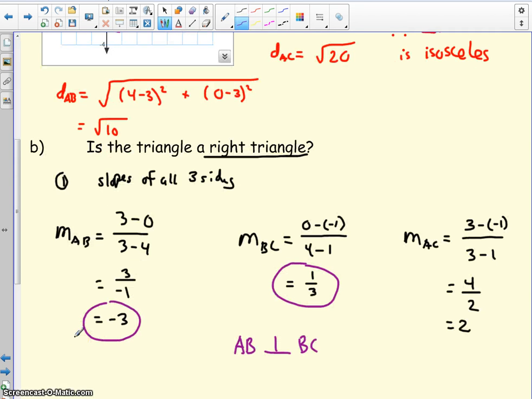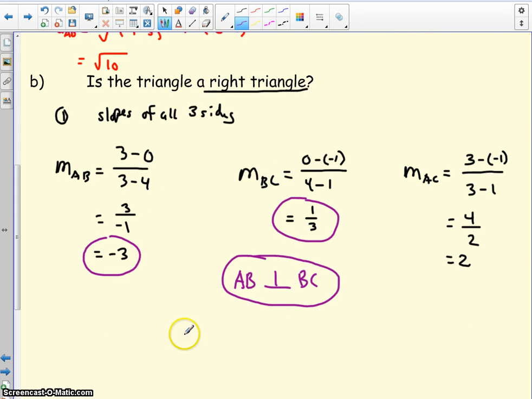Okay, so I calculated my remaining slopes there. The slope of BC was 1 over 3. The slope of AC was 2. So what I'm noticing here is if I look at the slopes for AB and BC, AB is a slope of negative 3, BC is positive 1 over 3. These are negative reciprocals of each other. So what that's telling you is that the side AB is perpendicular to the side BC. So the conclusion is telling you that triangle ABC is a right triangle.